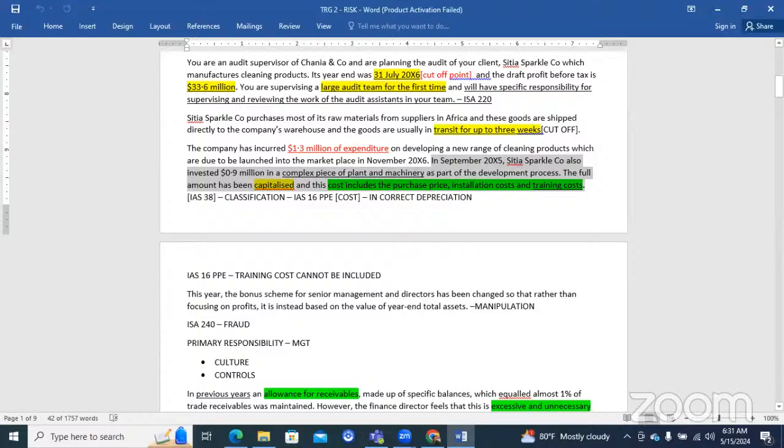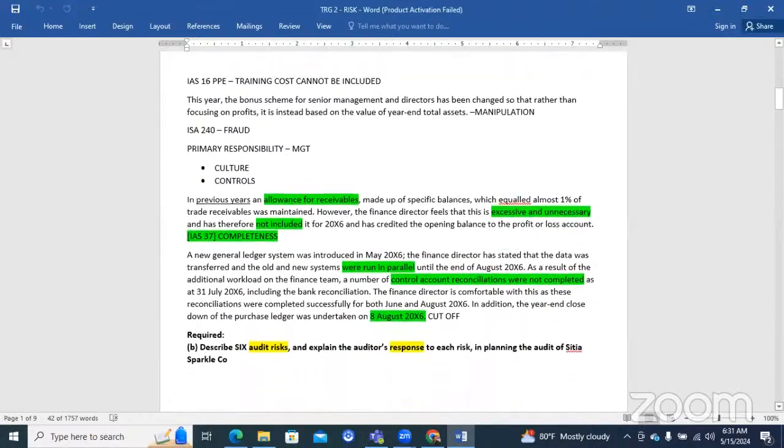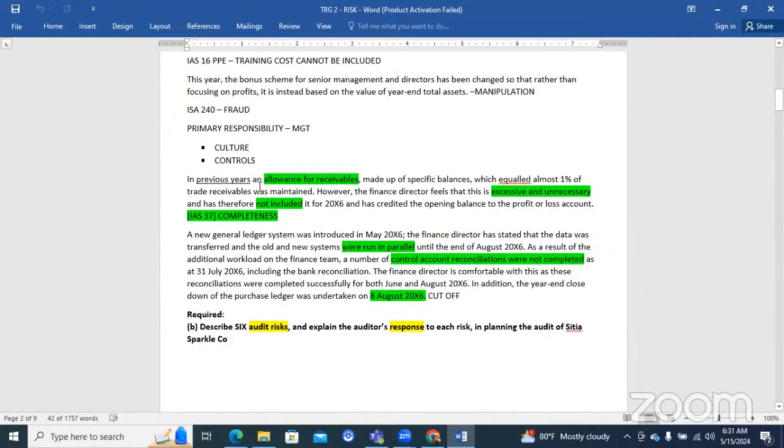Now, students, concentrate. In previous years, an allowance for receivable made up specific balances. Allowance for receivable. Students, give me 1 minute. Okay, students, let's take a small break. After that, let's continue. Now time is 7 o'clock. So I'll start at 7:10. Take a small break. Then let's continue this. Okay, take a break.